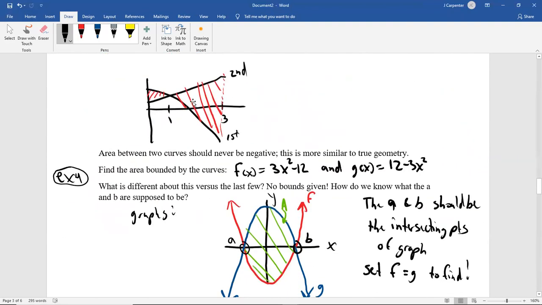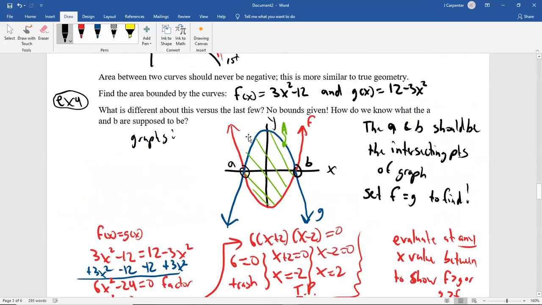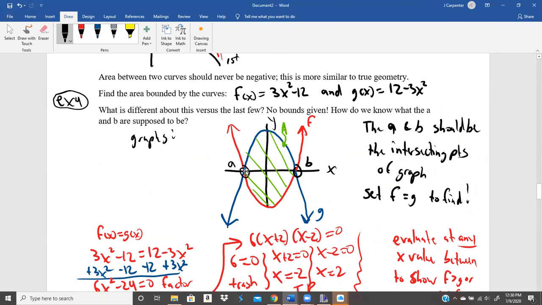That didn't happen here. See, the last example crossed. They switched from being higher and lower. This one, they never actually cross in the boundary we're integrating over. Where they crossed is what we use as the boundaries. It's kind of a different scenario.